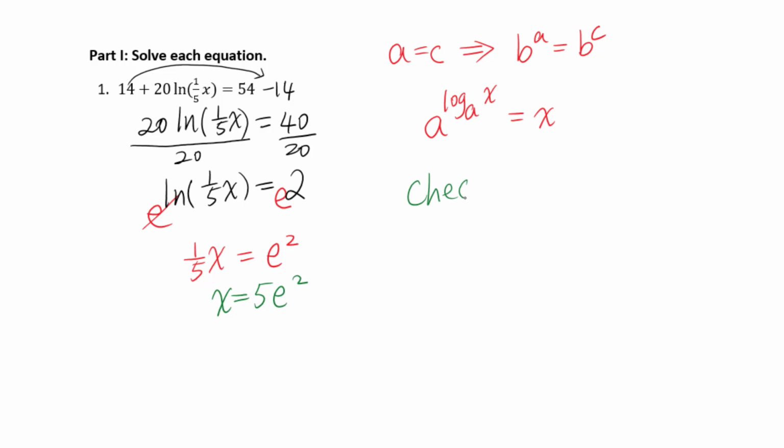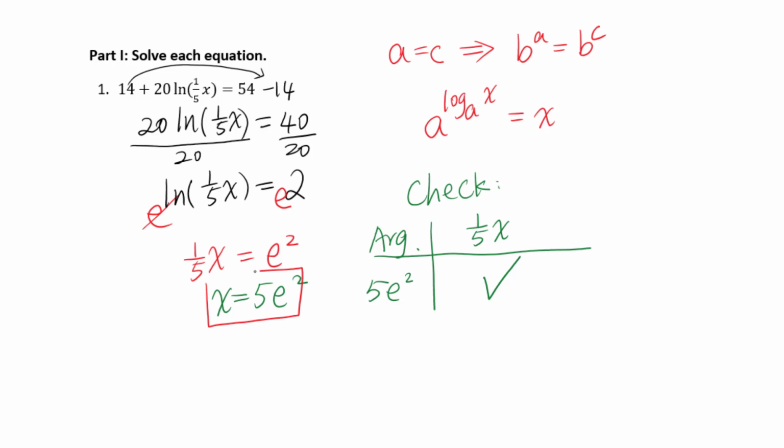Then remember, check the solution. We need to check the argument. We only have one argument in this original equation, that is 1 over 5x. The solution is 5e squared. We plug it into 1 over 5x, it is positive, so we put the check, which means x equals 5 times e to the 2nd power is the solution.